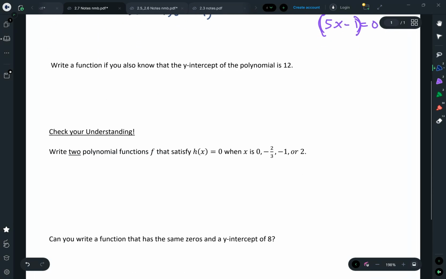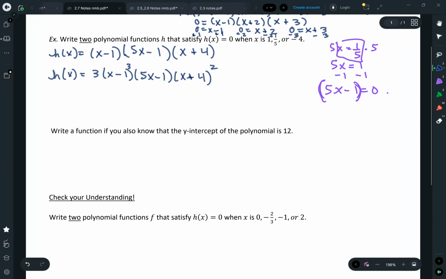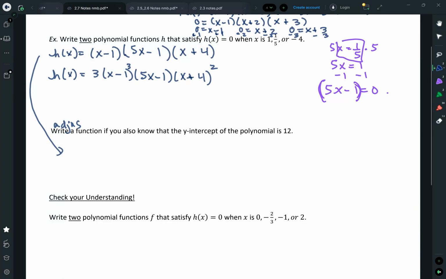Okay, on the next one, write a function if you also know that the y-intercept of the polynomial is 12. So let's take a look at this right here, the first one that we made, and we're going to figure out how to adjust it. So we're going to write adjust, so y-intercept is 12. So we're going to adjust it by multiplying by a constant, okay?